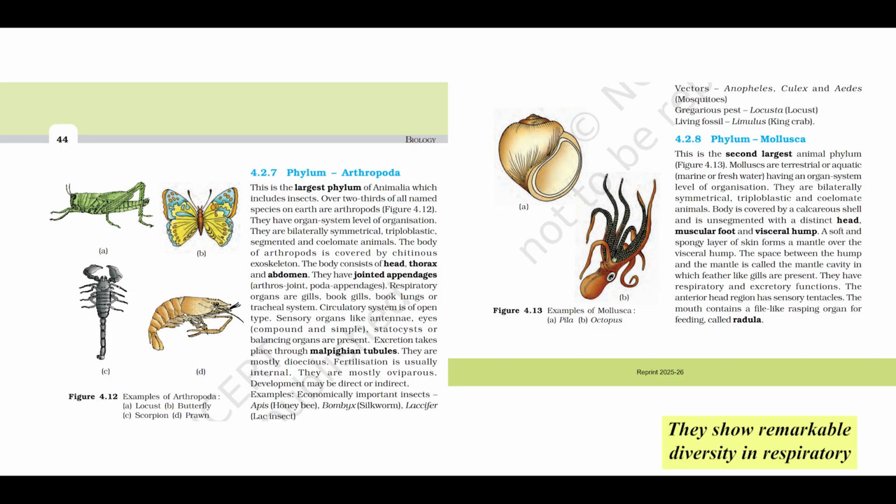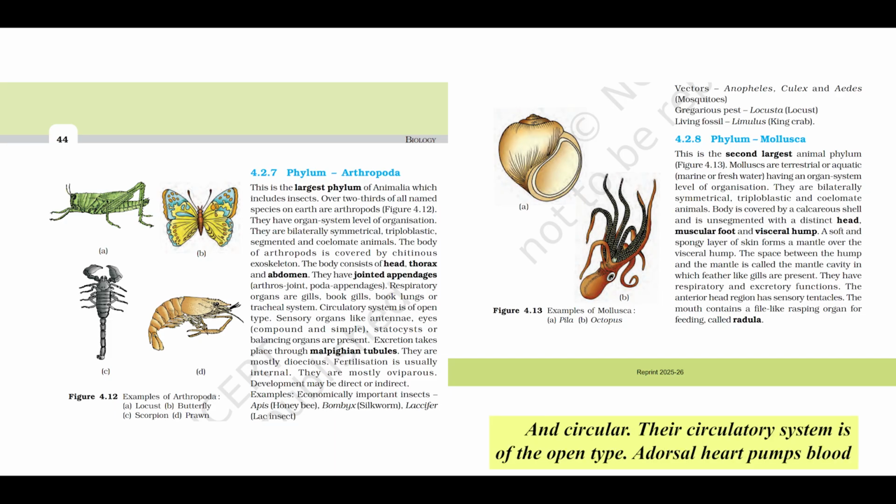They show remarkable diversity in respiratory organs adapted to their environment. Aquatic forms often have gills, like crustaceans, or book gills, like horseshoe crabs. Terrestrial forms might have book lungs, like spiders and scorpions, or a highly efficient network of air tubes called a tracheal system, characteristic of insects, millipedes, and centipedes, that delivers oxygen directly to the tissues.